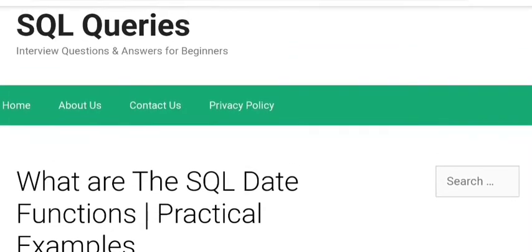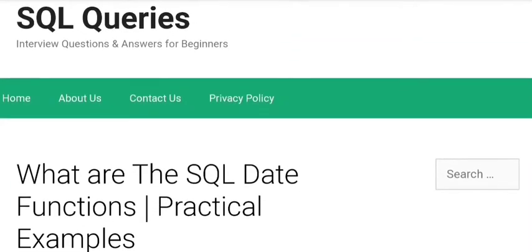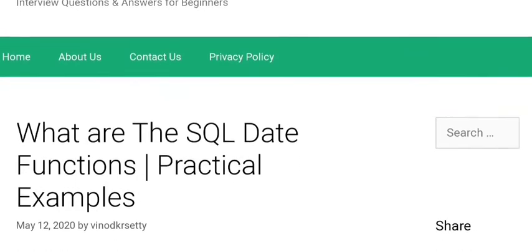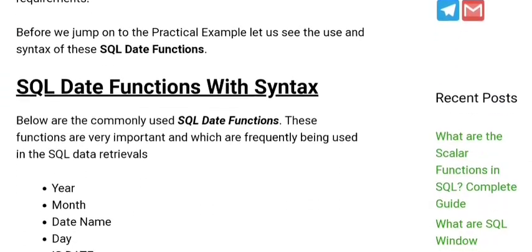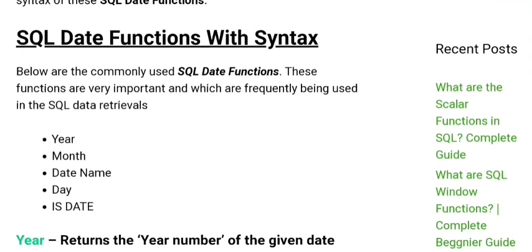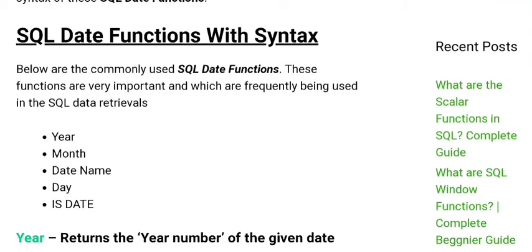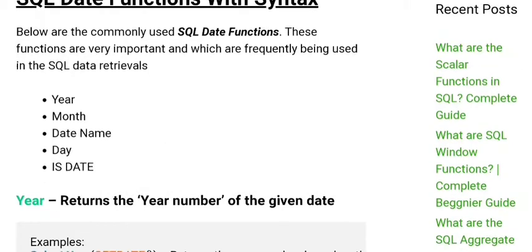Hi, let us see what are all the date functions which we have in SQL Server. These five are the commonly used date functions: year, month, day, date name, and is date. Let us see each one with an example.